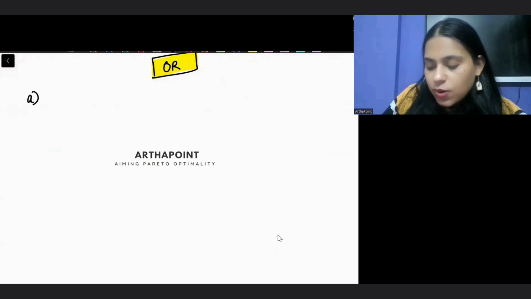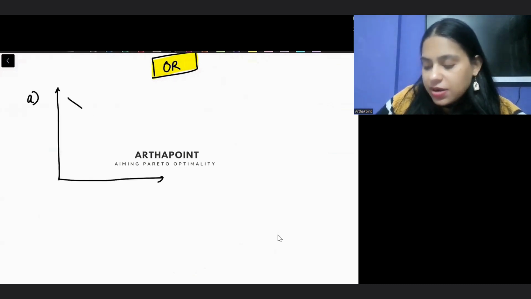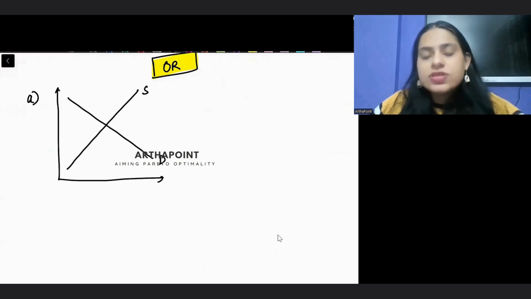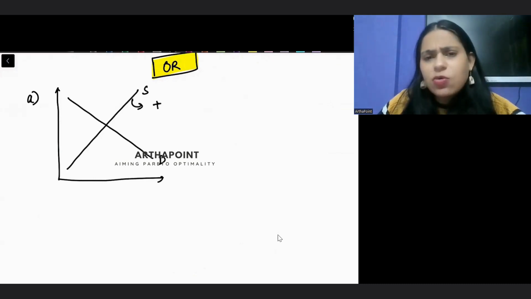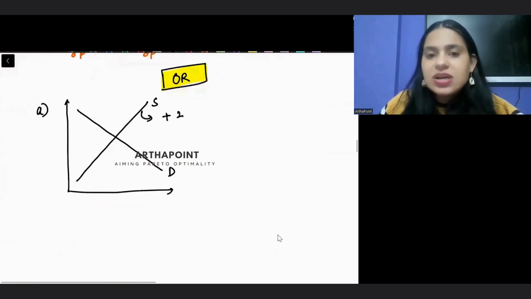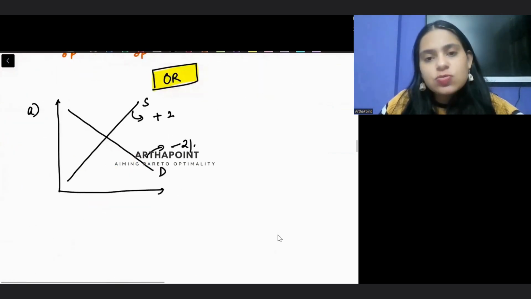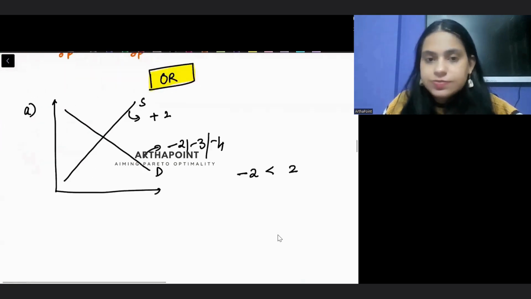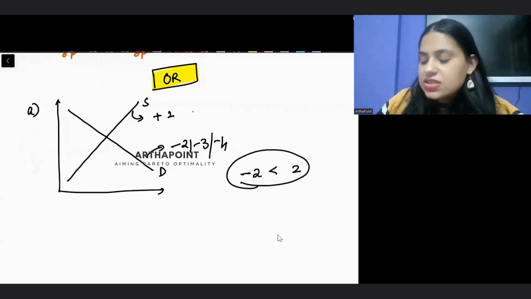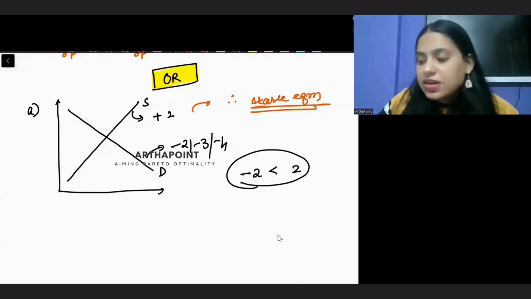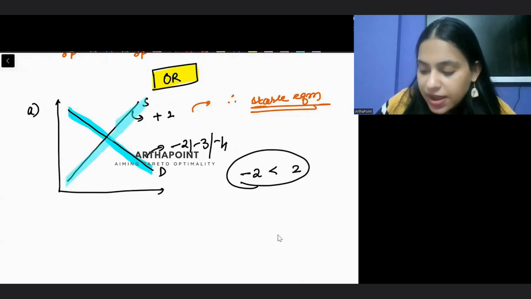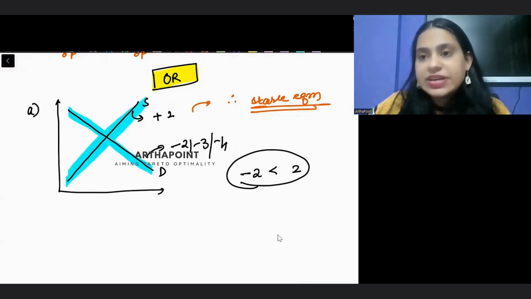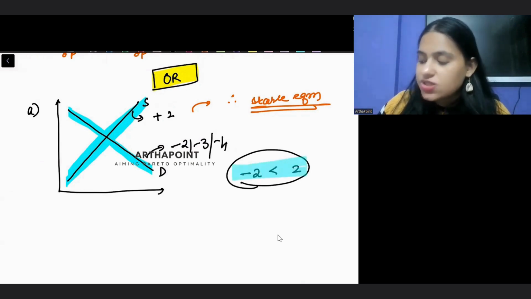So try to see graph number 1. Here is the demand curve. Here is the supply curve. Supply is upward sloping, so its slope must be positive, +2, +3, anything. Demand is downward sloping here, so its slope must be negative, -2, -3, -4. Clearly a negative number is less than a positive number, right? That is why in this case we are attaining a stable equilibrium. Whenever the demand curve is downward sloping and the supply curve is upward sloping, we attain a stable equilibrium. The reason is that this condition is satisfied.